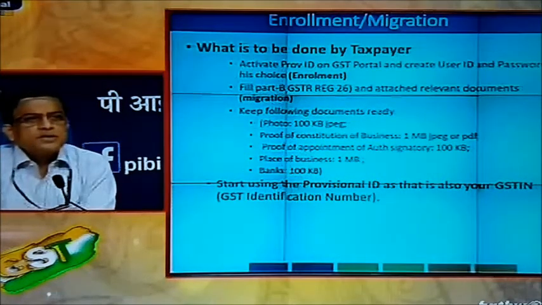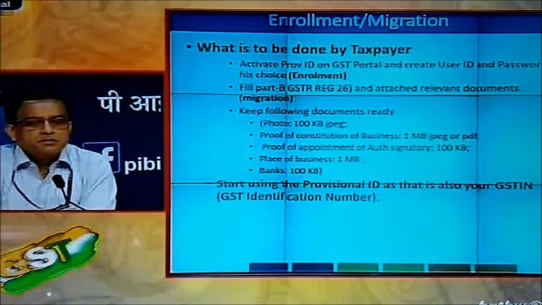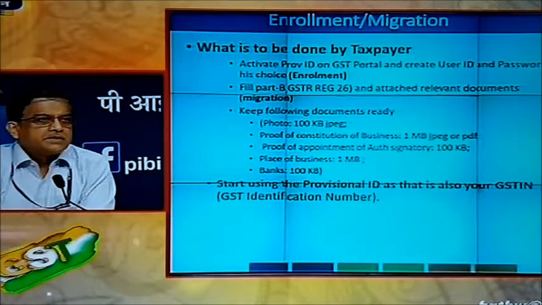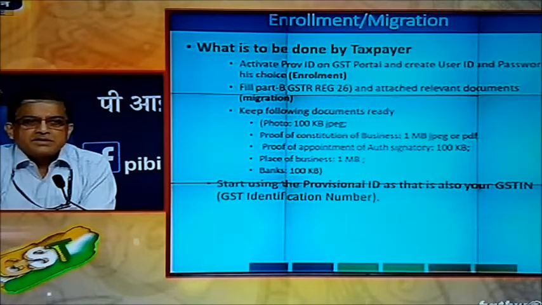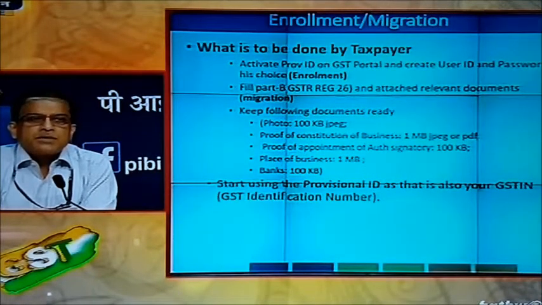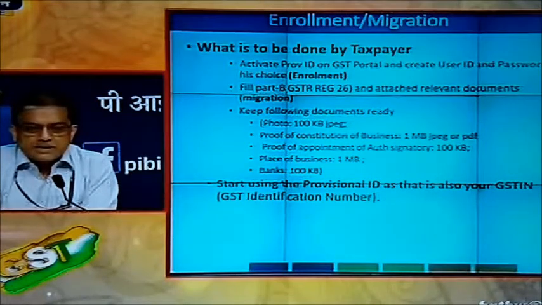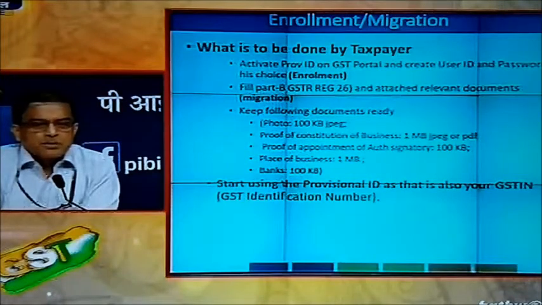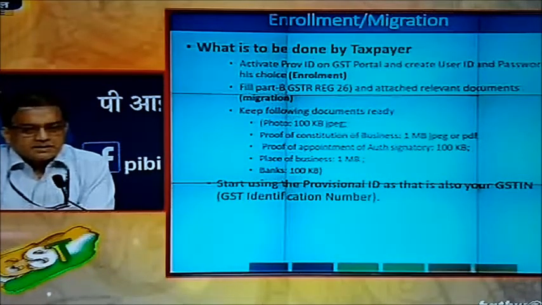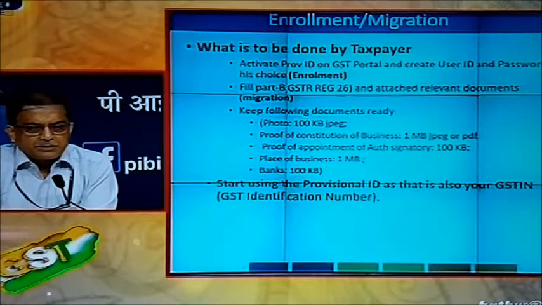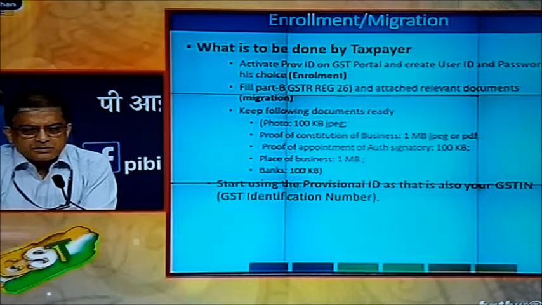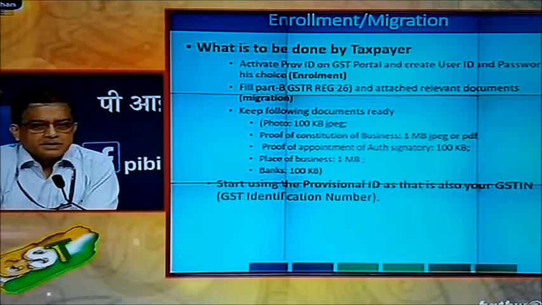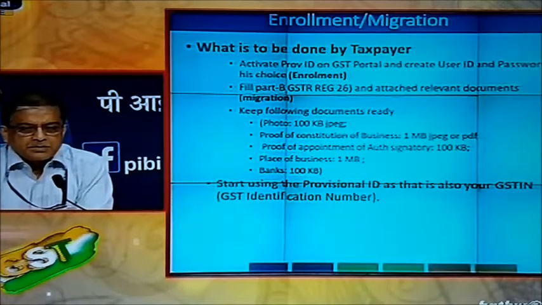Now, what are the documents required for filling up Part B of the form, which is basically your business details, details of the promoters or partners, your principal place of business, bank account, and things of that sort. And these are basically the photographs of all the promoters. There are sizes given there, like 100 KB maximum for photo, 1 MB for constitution of business, and all one needs to do is to keep them ready, scan them, and bring them into size.